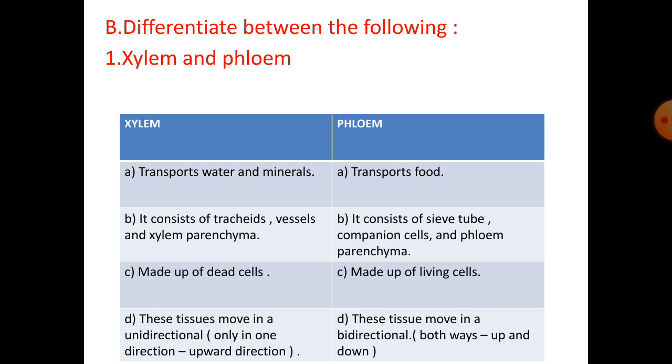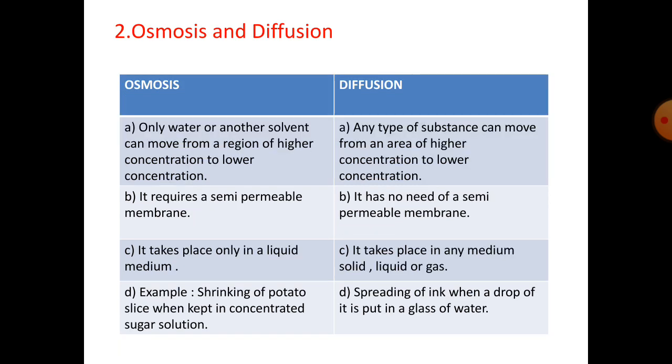Xylem, these tissues move unidirectional, only in one direction, upward movement, and this tissue moves in a bidirectional way, both ways up and down. Osmosis and diffusion.